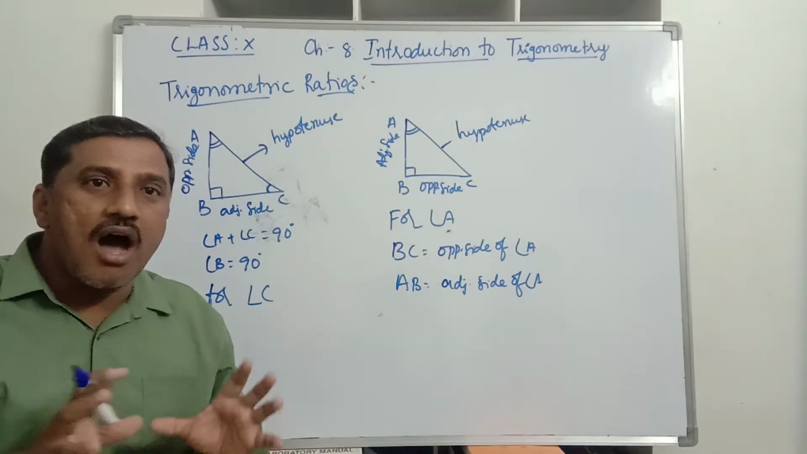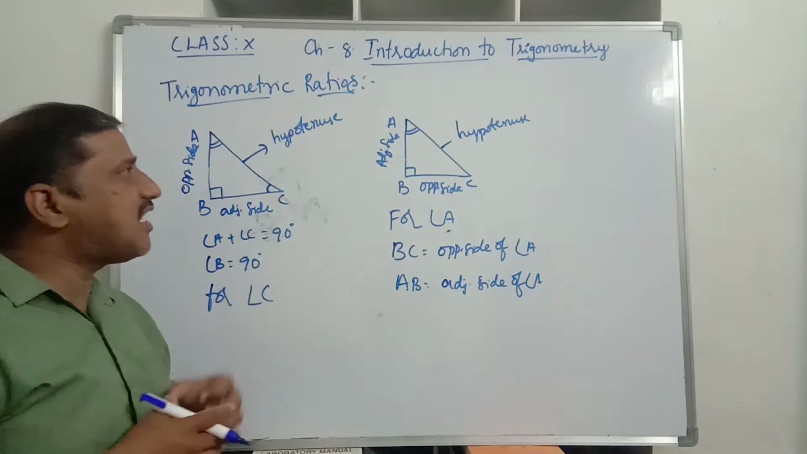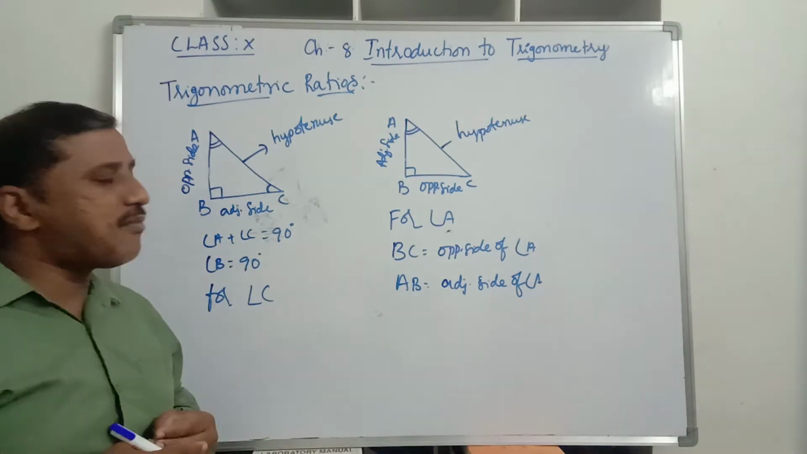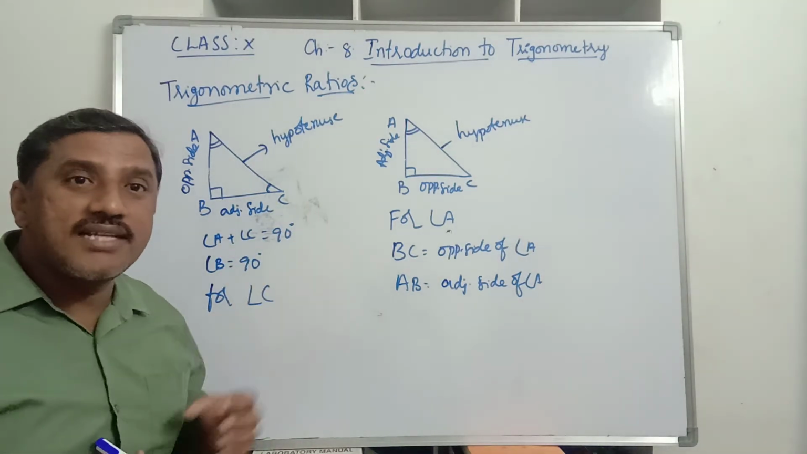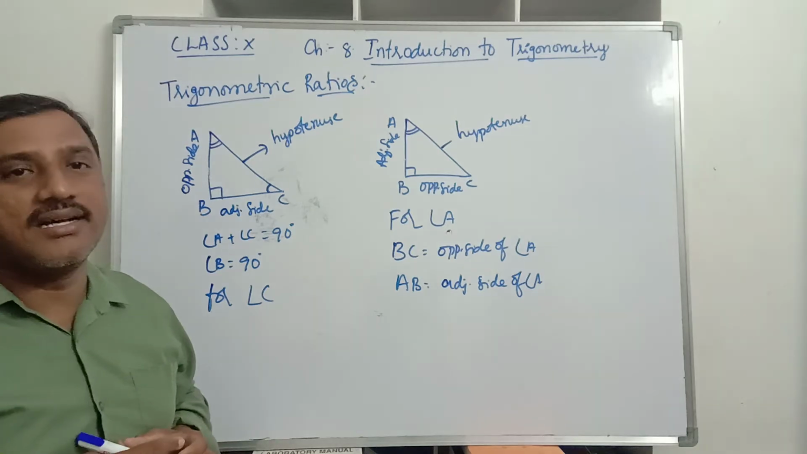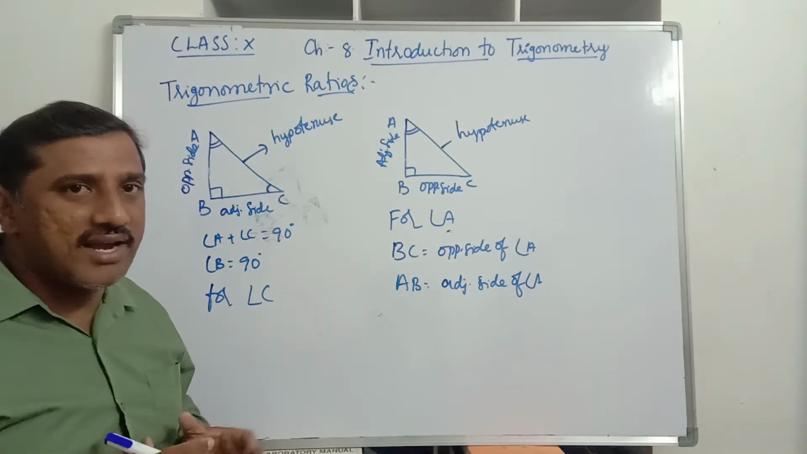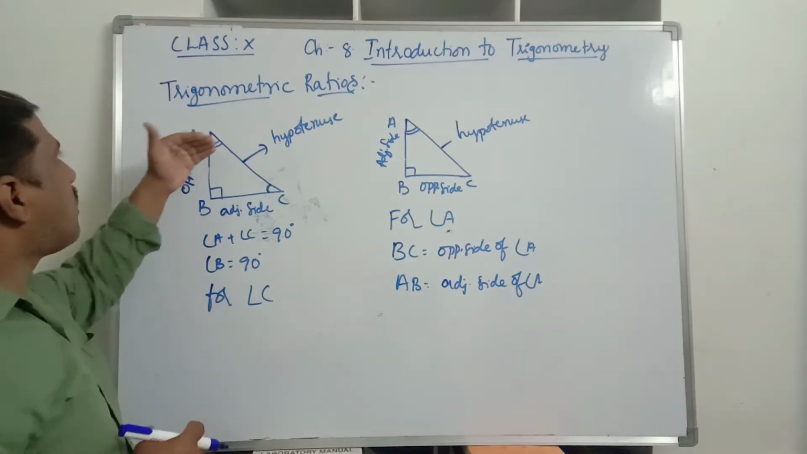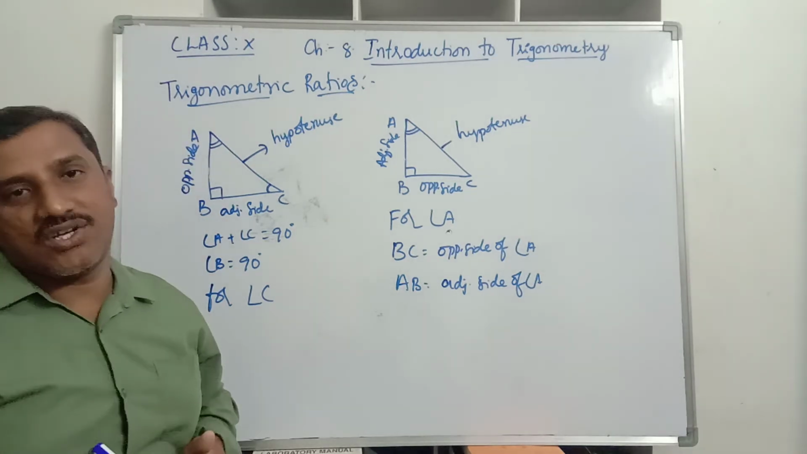Is it clear, children? How to identify which is the opposite side, which is the hypotenuse, and which is the adjacent side to a given angle in a right angle triangle? Clear? Yes. We will continue now to the trigonometric ratios.